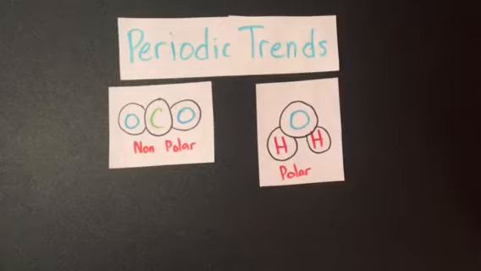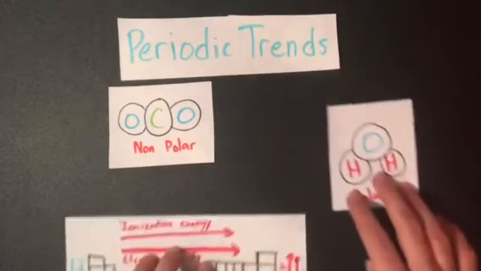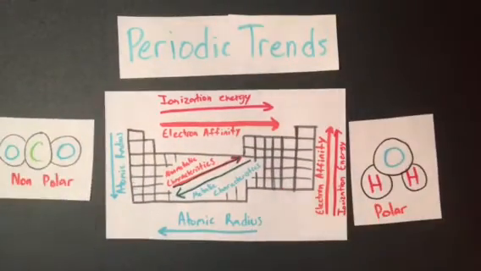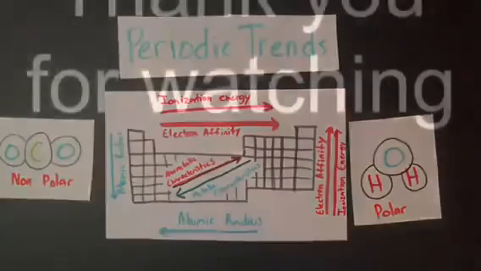The metals on the periodic table lose electrons, and the nonmetals gain electrons because of ionization energy. Overall, periodic trends affect almost every aspect of chemical bonding.